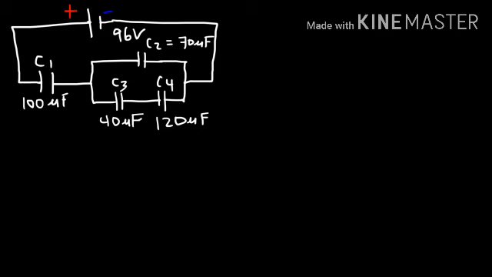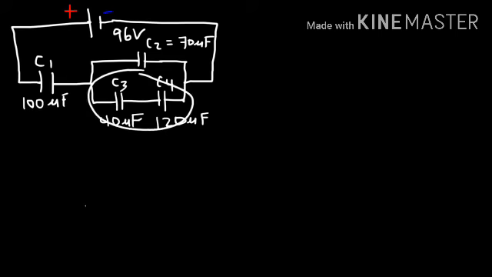So feel free to pause the video. Go ahead and solve this problem. Calculate the charge on every capacitor and also the voltage across each capacitor. Step 1 is we need to calculate the equivalent capacitance of the entire circuit. And then once we have that, just like before, we're going to calculate the charge on every capacitor. And then finally, we'll calculate the voltage across each capacitor.